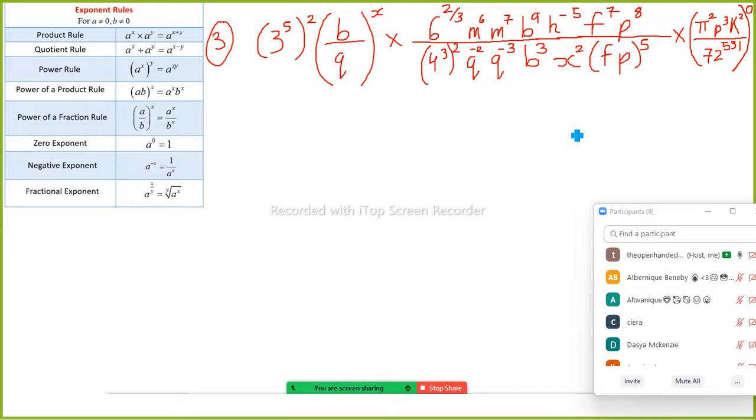But let's start with the first one. Jasmine, since you spoke, let's do the first one. What would that be? 3 to the power of 10. So it's going to be equal to 3 to the power of 10.